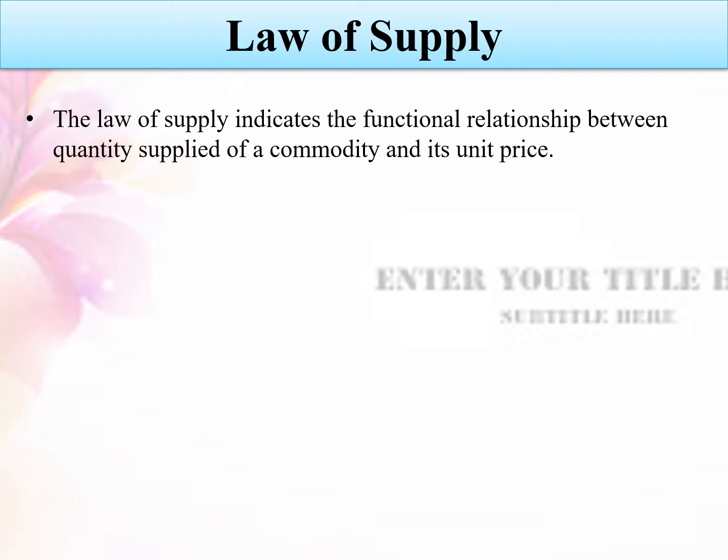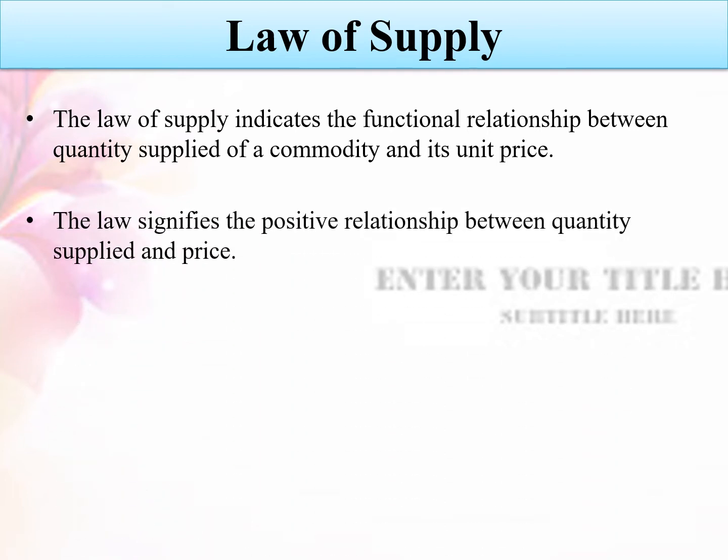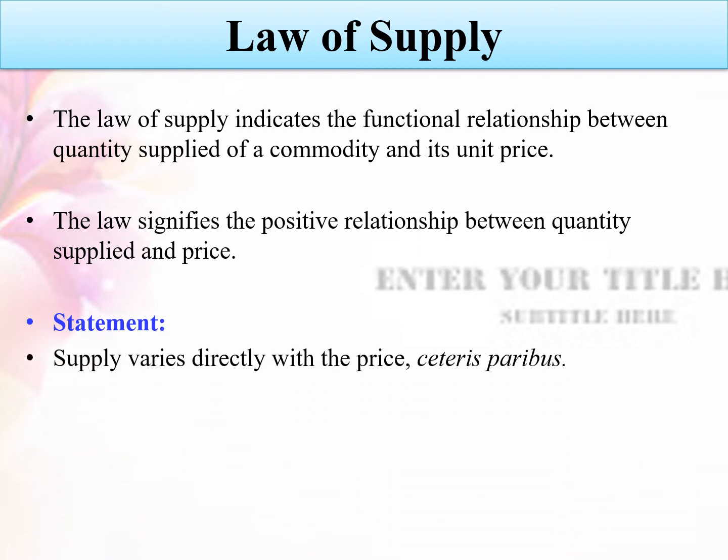Then next is law of supply. The law of supply indicates the functional relationship between quantity supplied of a commodity and its unit price. The law signifies the positive relationship between quantity supplied and price. Statement of law of supply: supply varies directly with price, ceteris paribus, that is the economic phrase meaning when all other things that affect the supply remain constant or remain the same.